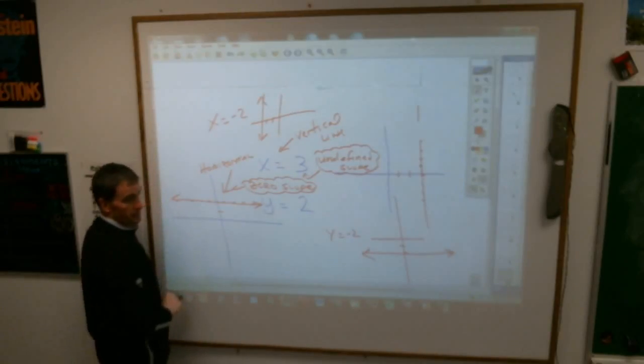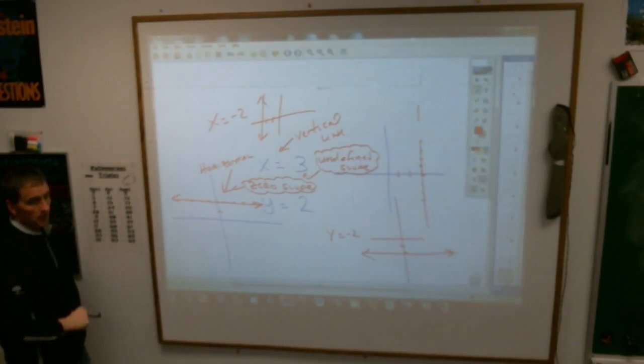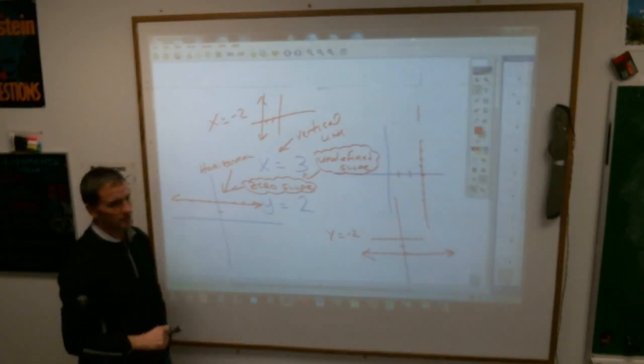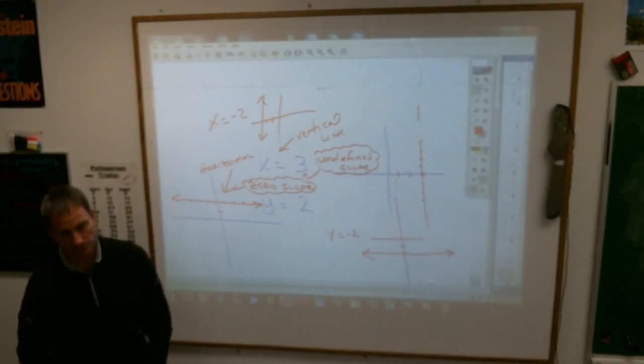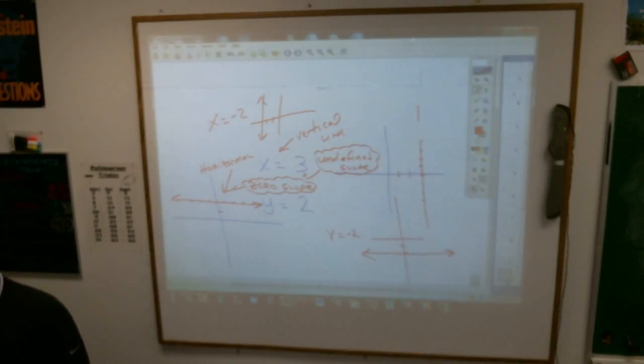There would be no y then. They'll just say graph x equals -2, they won't say find x. Because you've already found that, there's no choices there. No choices there at all.